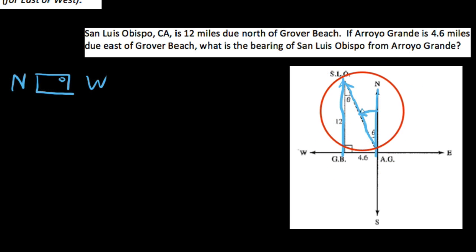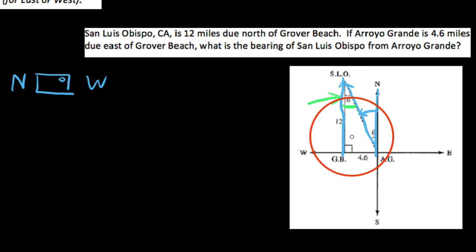And recall that alternate interior angles, cut by a transversal and two parallels, have to be the same. So to find this top angle on my triangle is simply to find the bearing that we need right here. That's probably the hardest part of this problem. Other than that, though, we can go ahead and start setting up trig ratios.